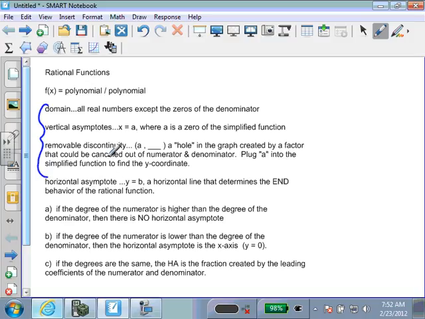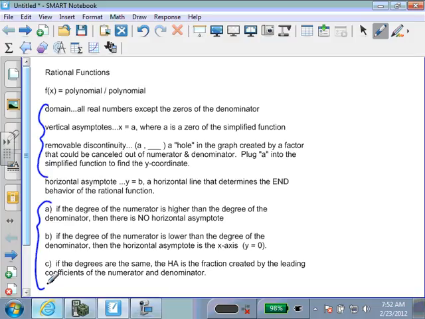Then we have horizontal asymptotes as a horizontal line, so y equals some value b. It determines the end behavior of a rational function. And the conditions for that are these.